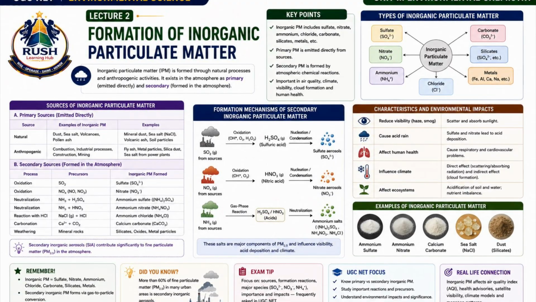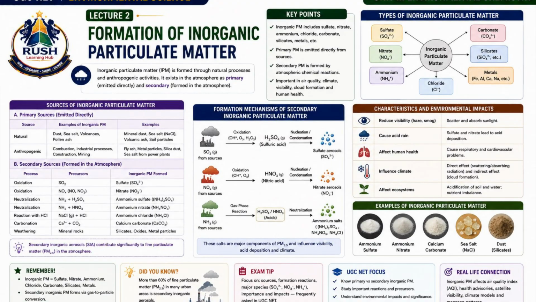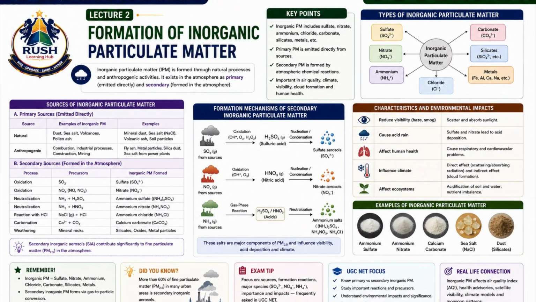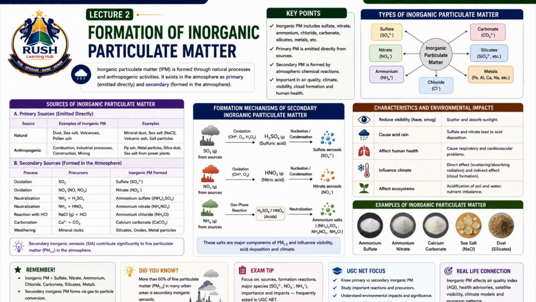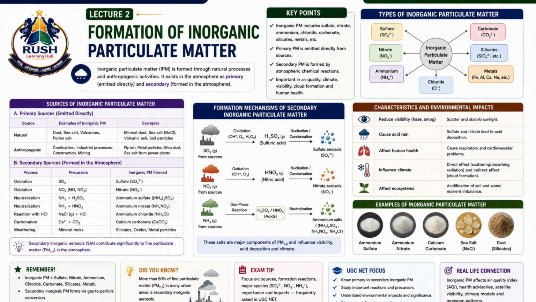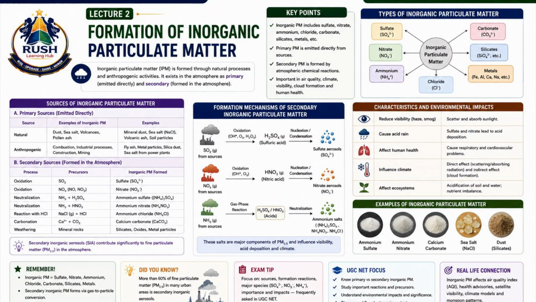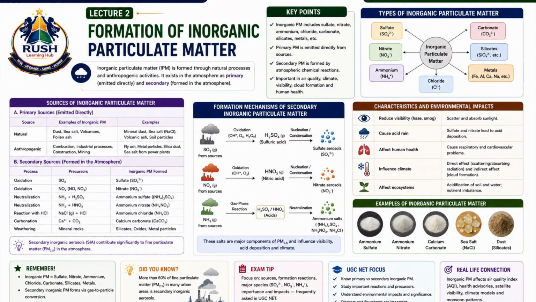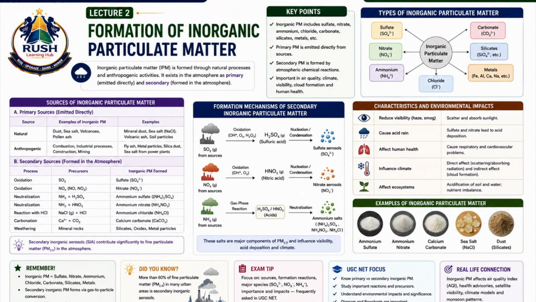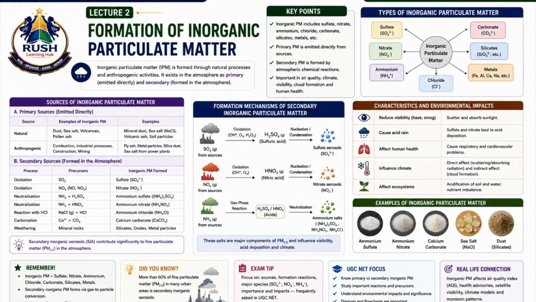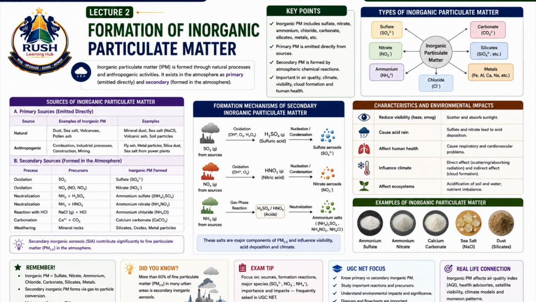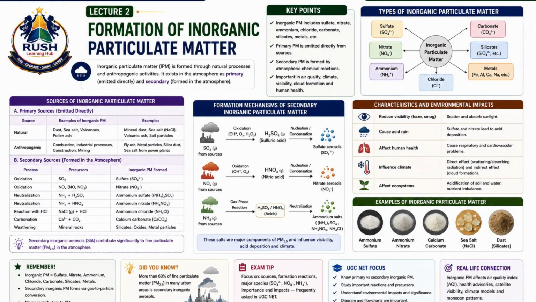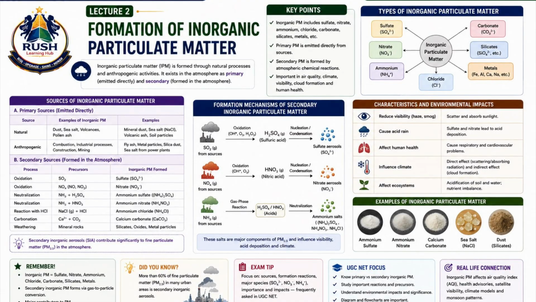The first impact is visibility reduction. Fine particles scatter and absorb sunlight, causing haze and reduced visibility. This phenomenon is commonly observed in urban and industrial regions. The second impact is acid rain formation. Sulfate and nitrate particles are closely associated with acid deposition processes. Acid rain affects forests, aquatic ecosystems, soils, and infrastructure.